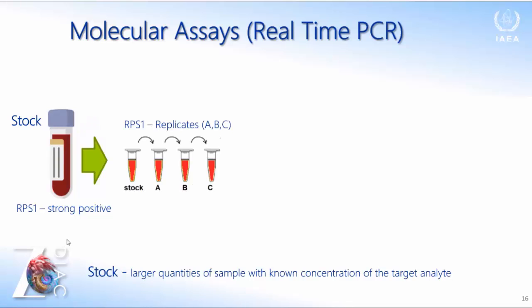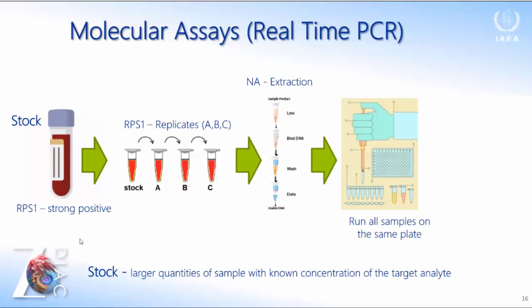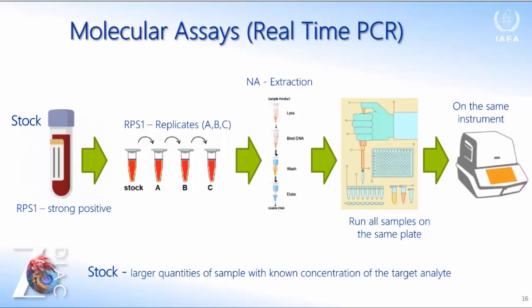Then we make replicates, 3 replicates of the same sample, A, B, C, and we perform nucleic acid extraction on all these 3 replicate samples and run all the samples on the same plate and using the same instrument.